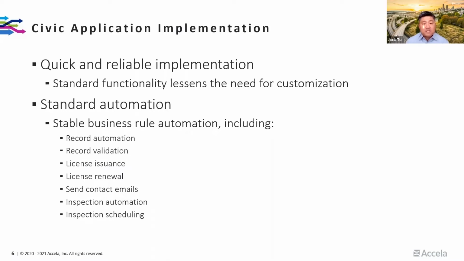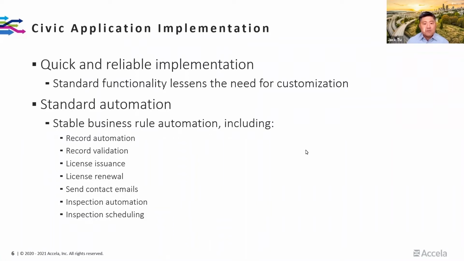Next, we have send contact emails. These are used when, for example, I needed to let the applicant know that additional information was needed for an application during the review process. We could send an email out to the applicant letting them know to submit additional information. They can then see that, log into ACA, and submit those missing documents or information that's needed.